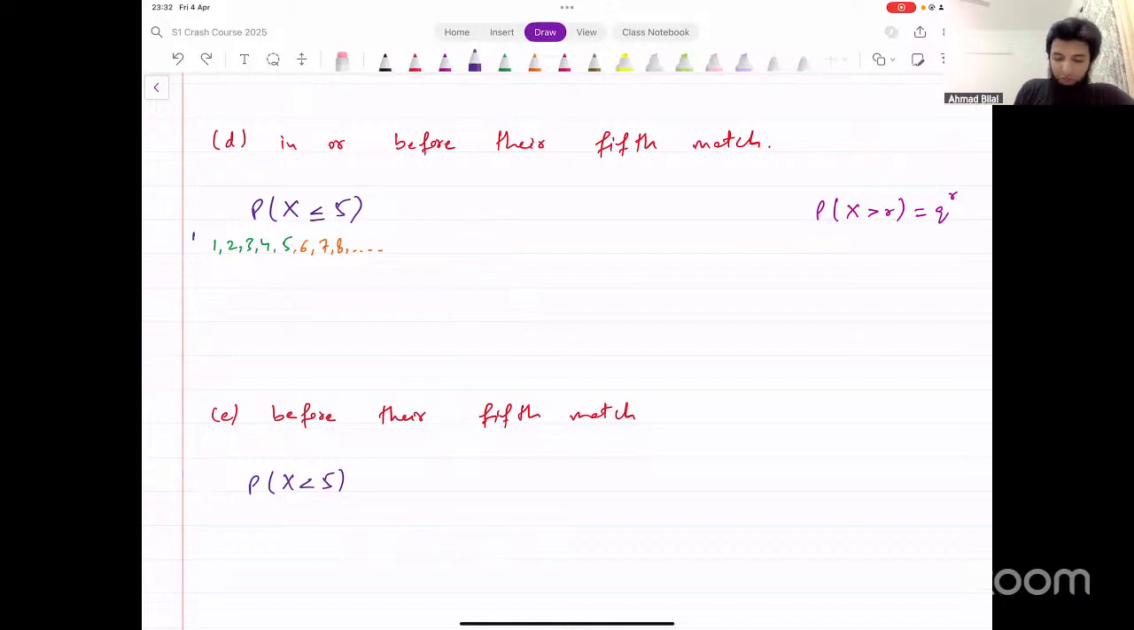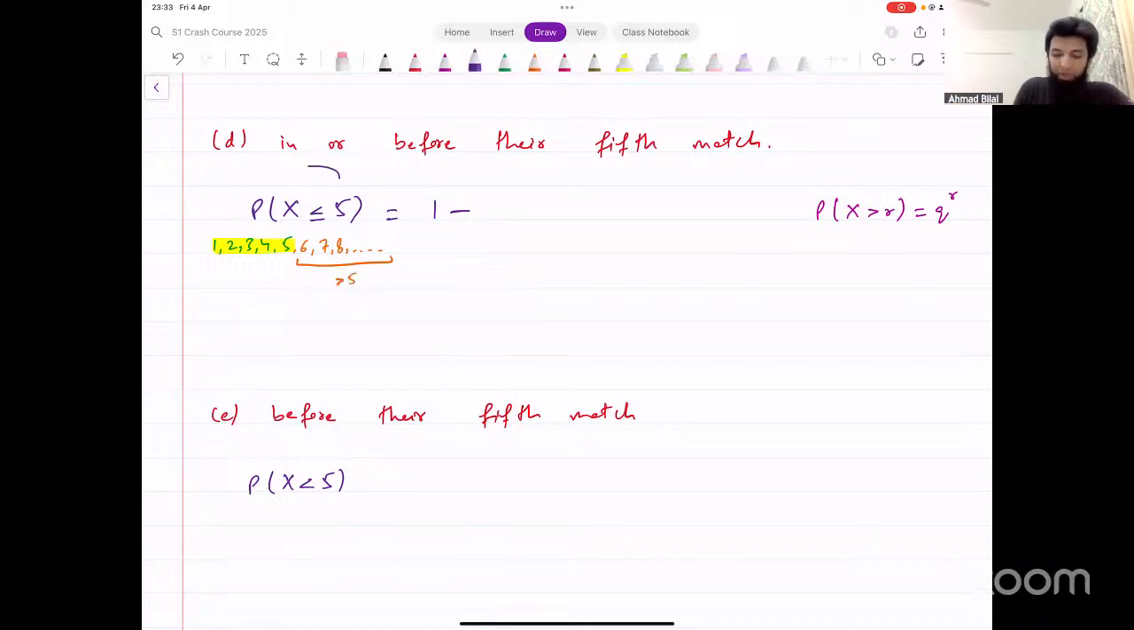Now the total probability of anything is 1, right? We want the probability for these numbers. So what we do is subtract from 1 the probabilities of the numbers 6, 7, 8, 9, 10, 11, 12, and so on. How do you describe these numbers in greater than form? These are greater than 5.